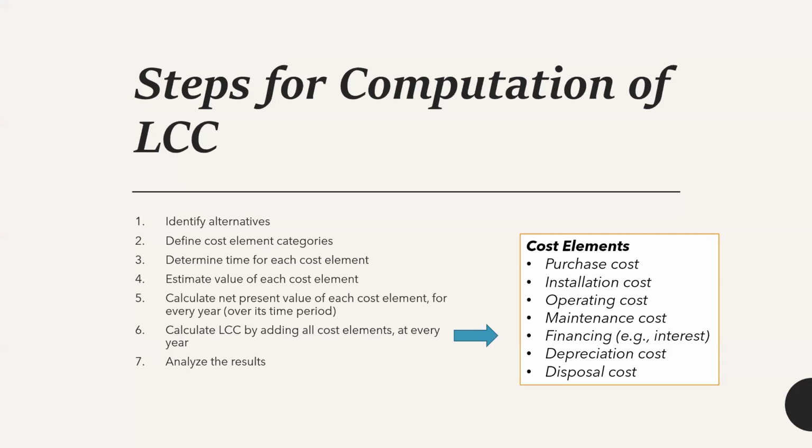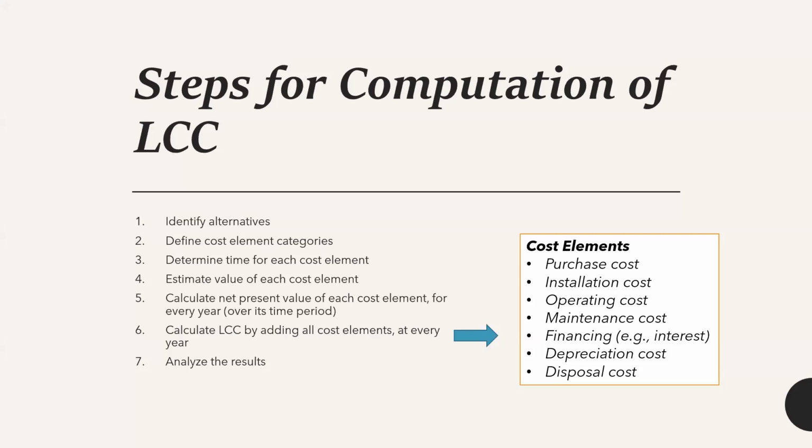So moving forward, in order to compute the life cycle cost, there are several steps that we need to follow. First, we should identify the alternatives. If we have several alternatives to do a particular job, we should identify what those alternatives are. Then, after identifying those alternatives, we should define the cost elements for each and every alternative.